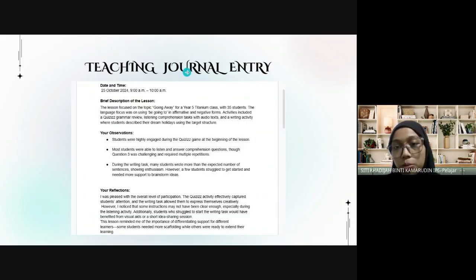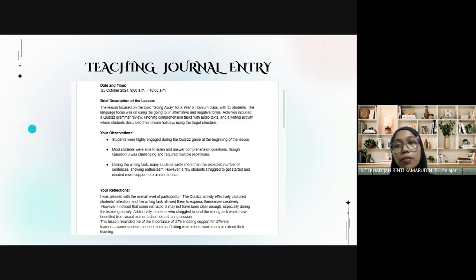And then the brief description of the lesson. What is the lesson focusing on? What is the topic? Okay, and then which class, how many students, how many audience, and then the language focus. What is the language focus? The integrated grammar activities included throughout the lessons.